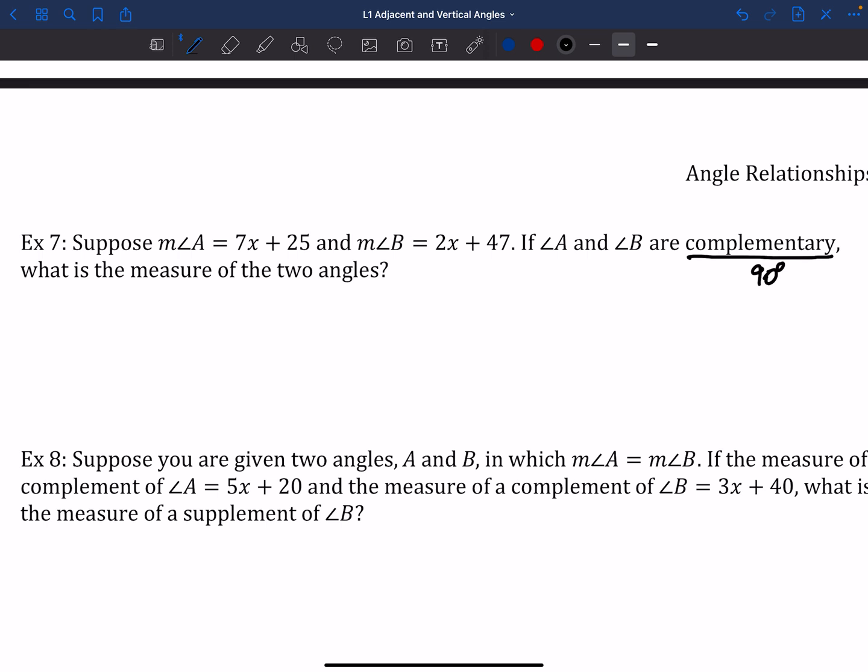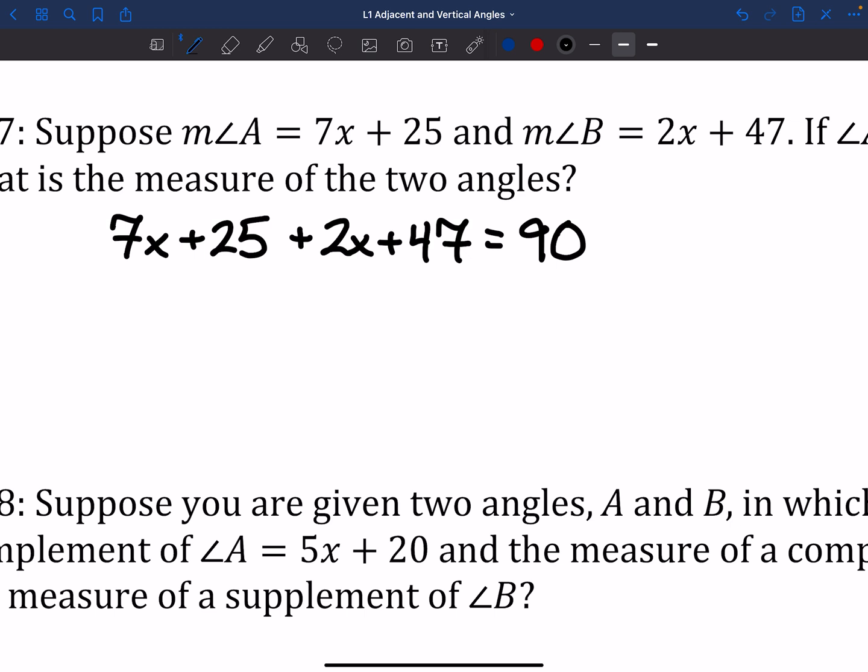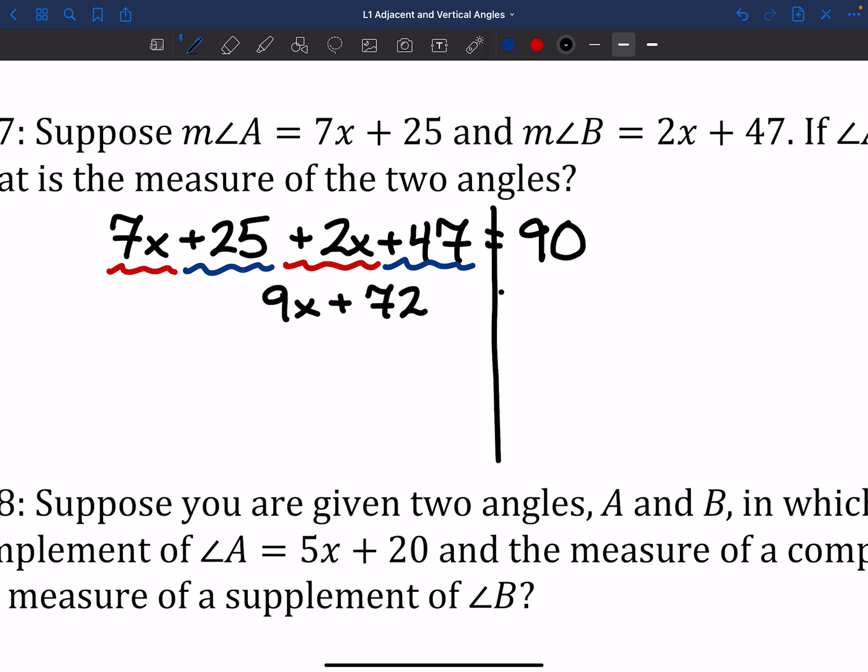So hopefully you paused and gave it a go. Let's see how this works out. Measure of angle A is 7x plus 25. On top of that, I'm adding on angle B, which is 2x plus 47. Because they're complementary, I know it all comes out to be 90 degrees together. Same thing as the last one, I got some like terms that I can smush together. So we got 9x, and 25 plus 47 is going to give me 72, and equals 90 on the other side still.